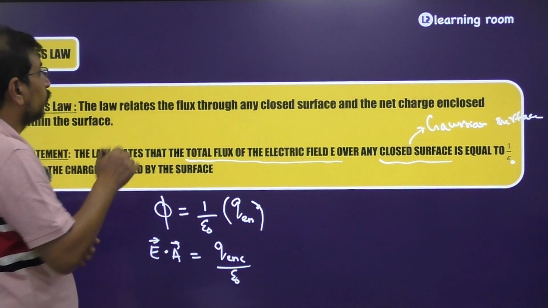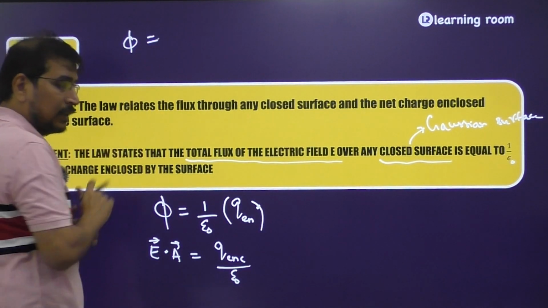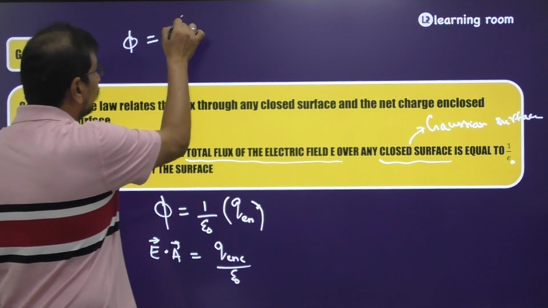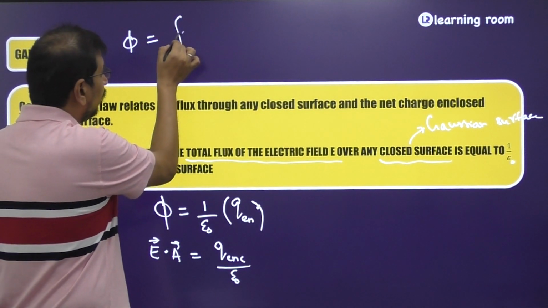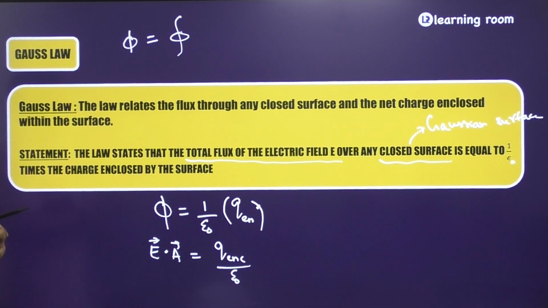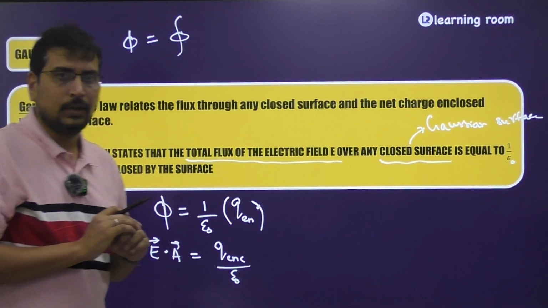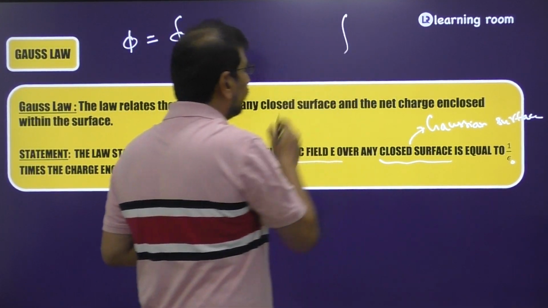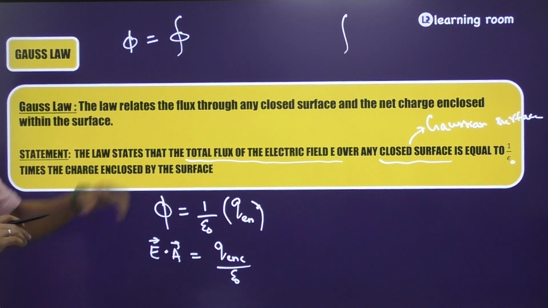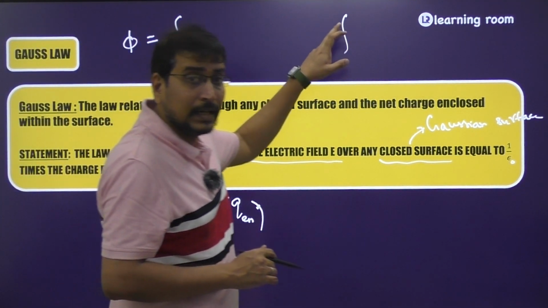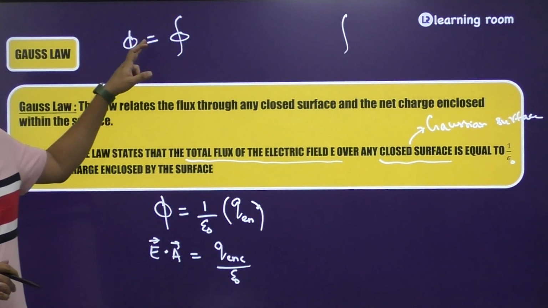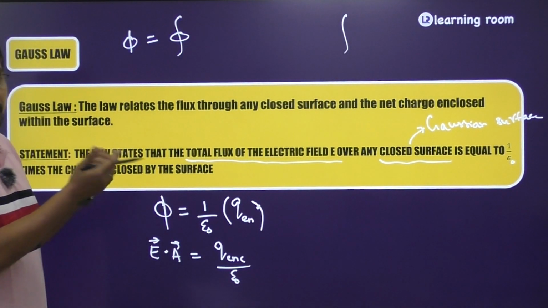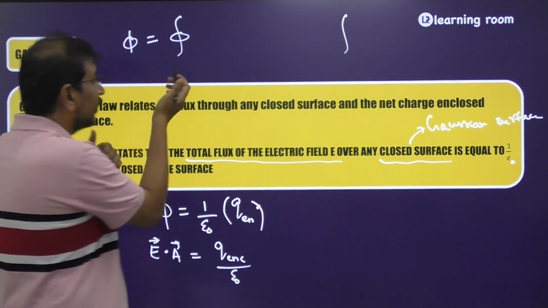At that time, flux is written as an integral with a circle around it, which we call a loop integral. When you talk about integrals, there are two things. One is called a line integral, which you would have seen in your 11th standard when you derived the equations of motion. Whereas this is called the loop integral, or surface integral.